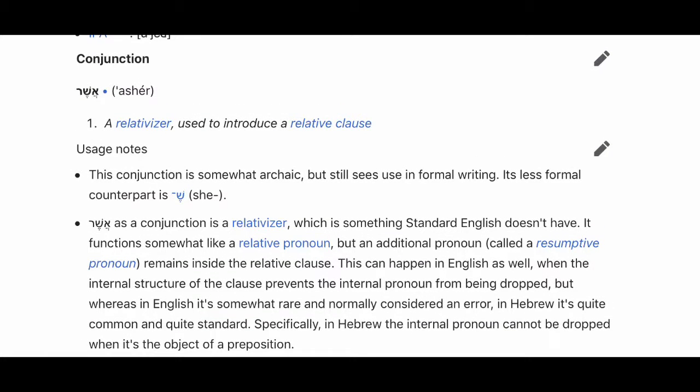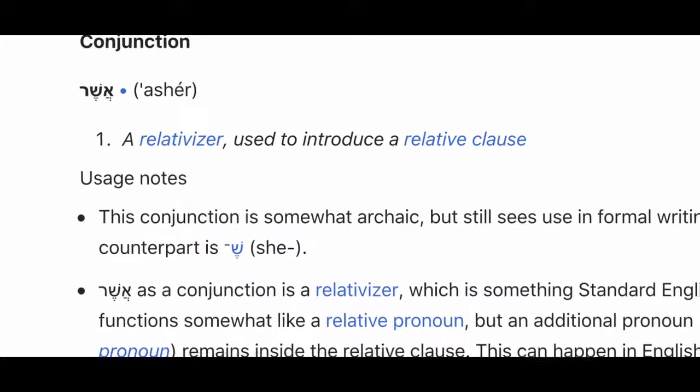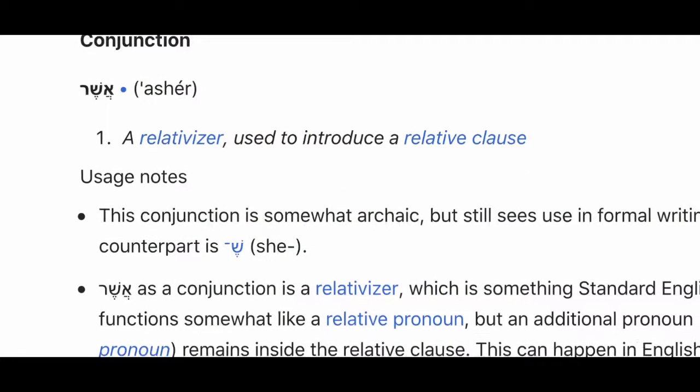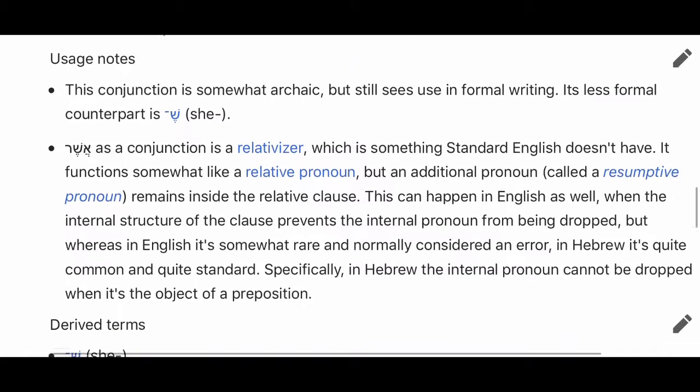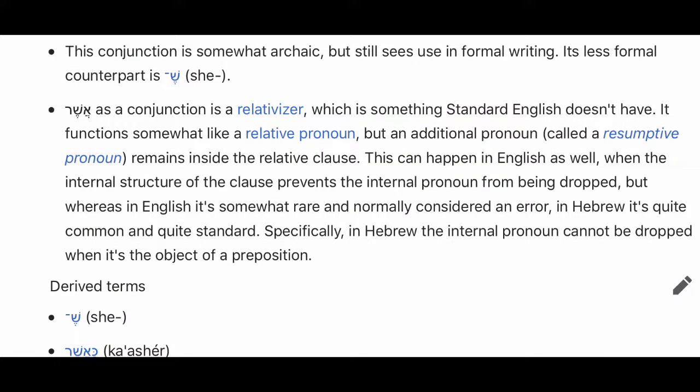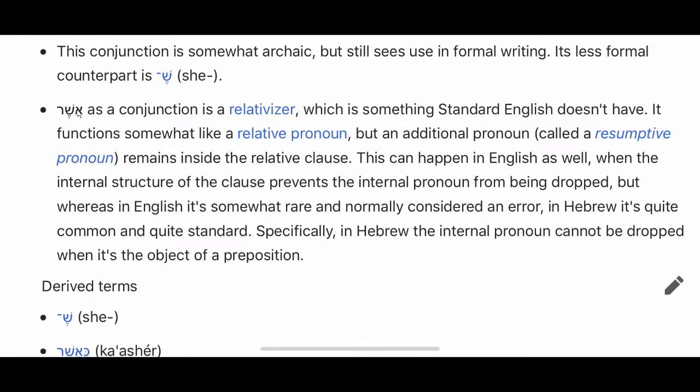It says, number one, a relativizer used to introduce a relative clause. This conjunction is somewhat archaic, but still sees use in formal writing. Next bullet point says, AHSHAR as a conjunction is a relativizer, which is something standard English doesn't have. So that's why it seems kind of weird and out of place when we translate it into English the way that it's written. It says it functions somewhat like a relative pronoun, but an additional pronoun called a resumptive pronoun remains inside the relative clause.